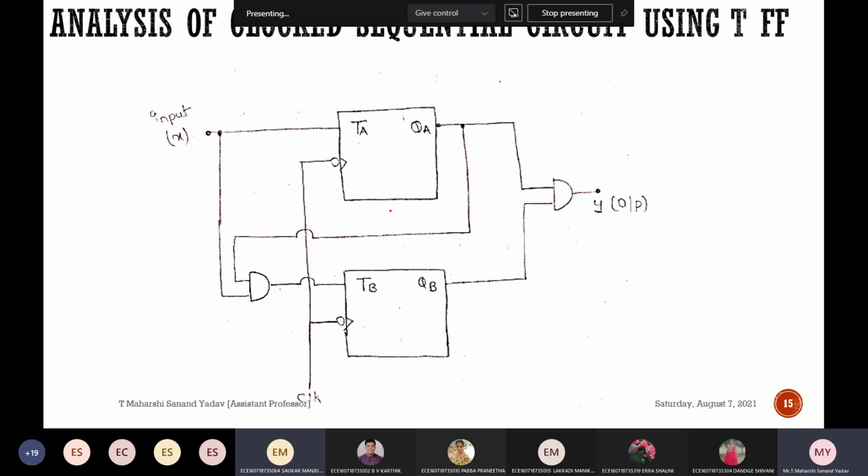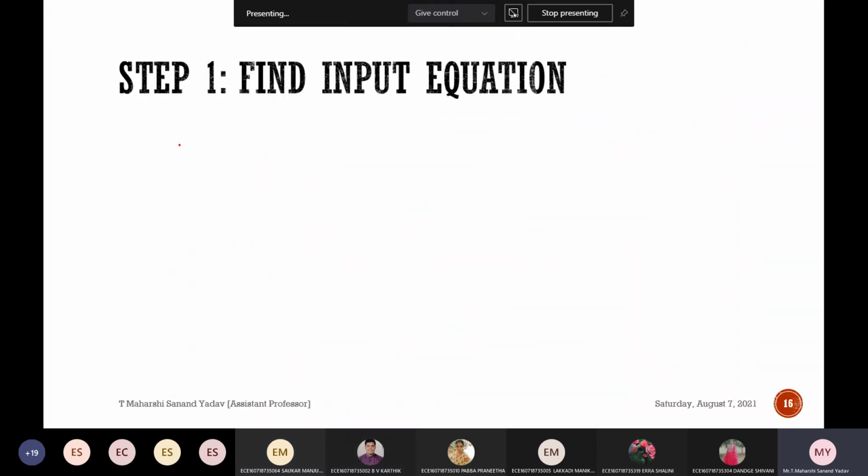TA is x. TA is equal to x. TB is QA into x. TB is equal to QA into x. Right. Next output. QA into QB. So we are done with step number 1. So TA is equal to x. TB is equal to x into QA. Next, y is equal to QA QB.